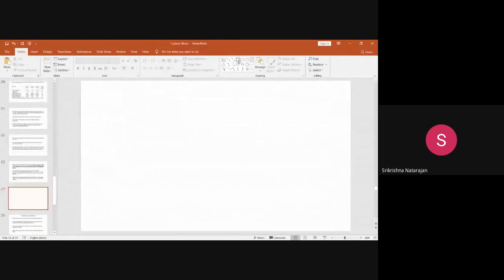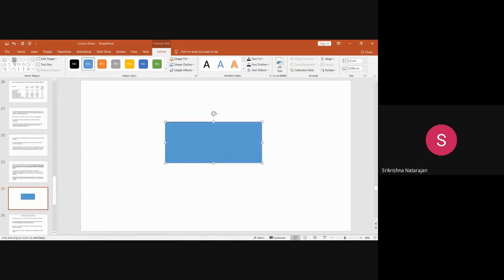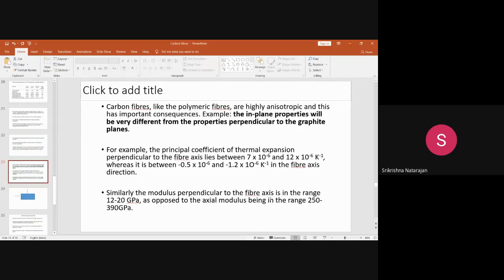See, for example, this is the carbon fiber. So here, this is the across the plane, and this is the along the plane. Okay, so carbon fibers will have certain properties. This side, the property will be different from the property this side. This is the across the plane, this is the along the plane. So what is the difference? The in-plane properties will be very different from the properties perpendicular to the plane.